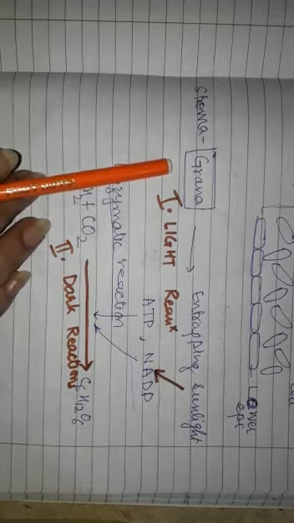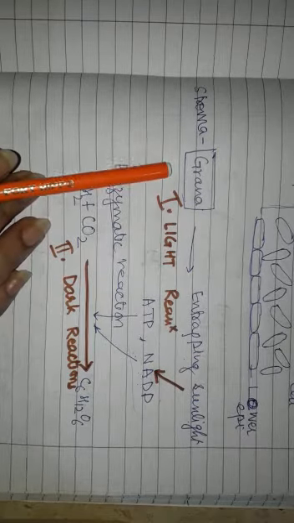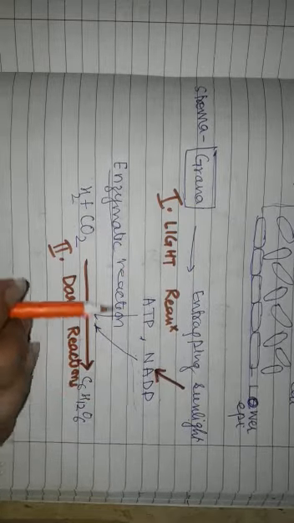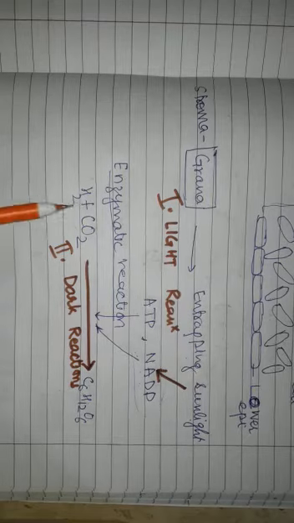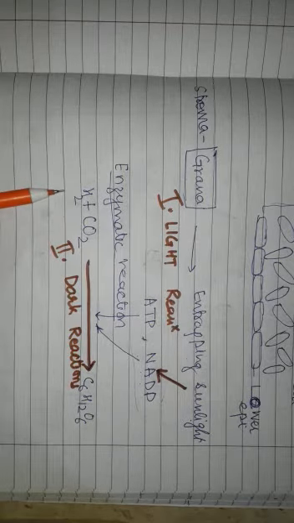Now the energy entrapped by the membranous grana in the presence of sunlight is converted into ATP and NADP and is stored in this form, and the enzymatic reactions take place in the stroma. What is the main enzymatic reaction? That is reduction of carbon dioxide.